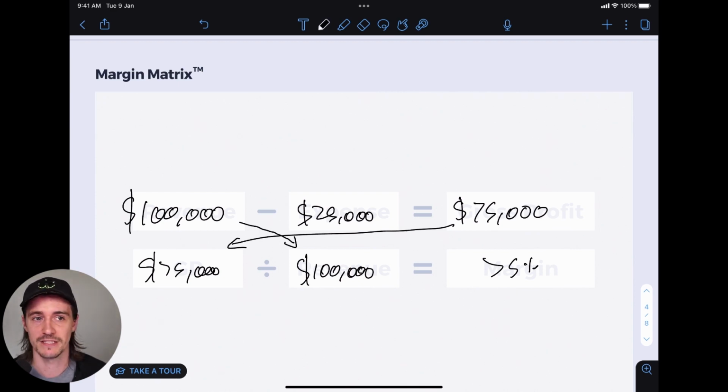A healthy margin is at least 50%, ideally more than that. If it's less than that, it's not necessarily a bad thing because every industry is slightly different. And depending on the phase of business that you're in, how we make a decision around it is different. But we want to have as healthy a margin as possible because we want to be as leveraged as possible.